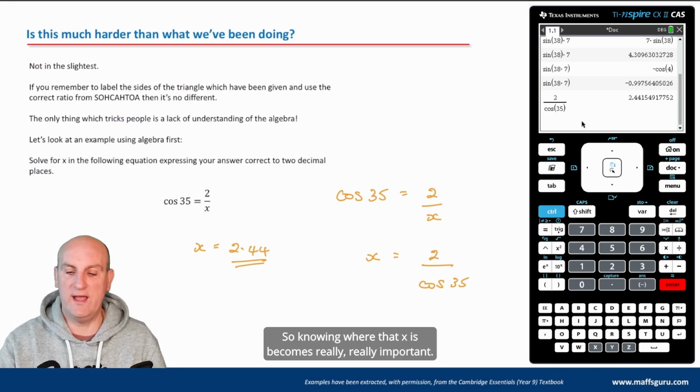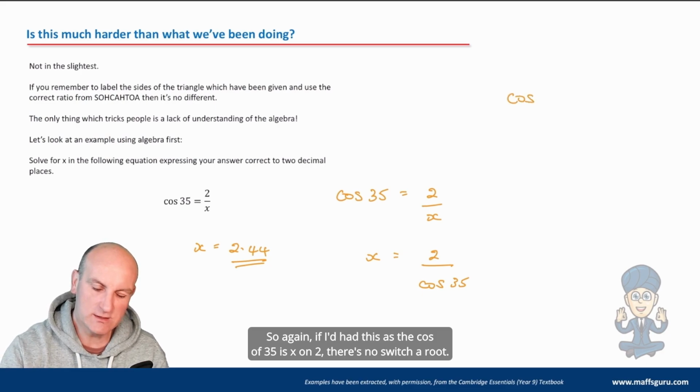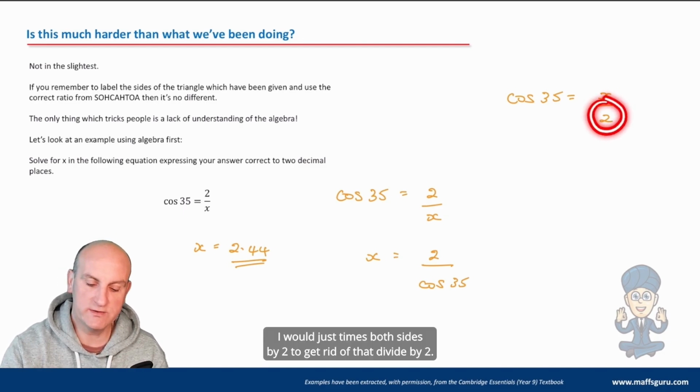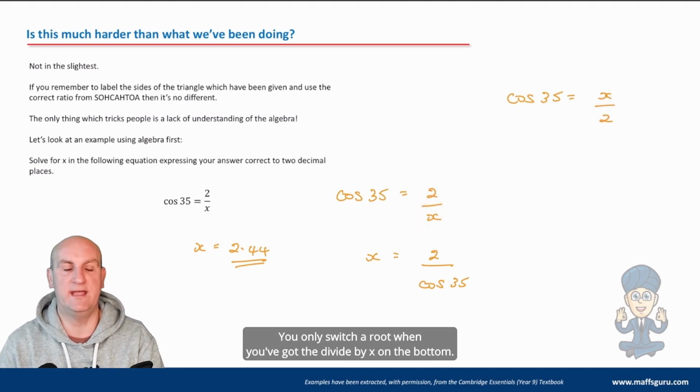So knowing where that x is becomes really, really important. So again, if I'd had this as the cos of 35 is x on 2, there's no switcheroo. I would just times both sides by 2 to get rid of that divide by 2. You only switcheroo when you've got the divide by x on the bottom.